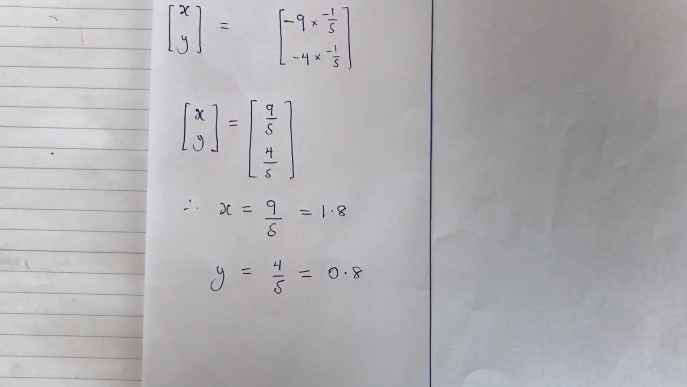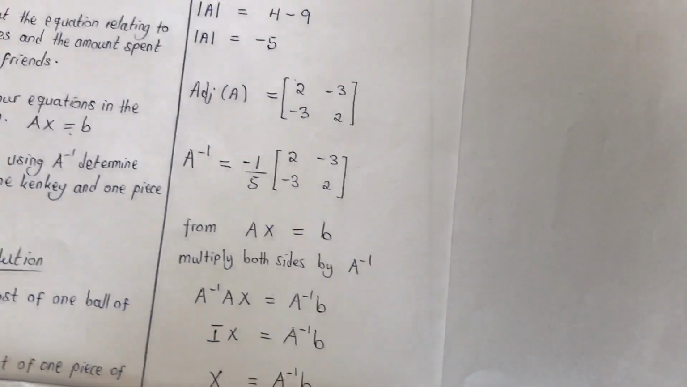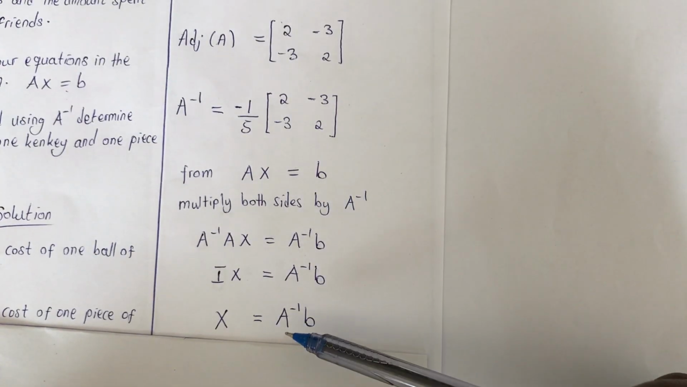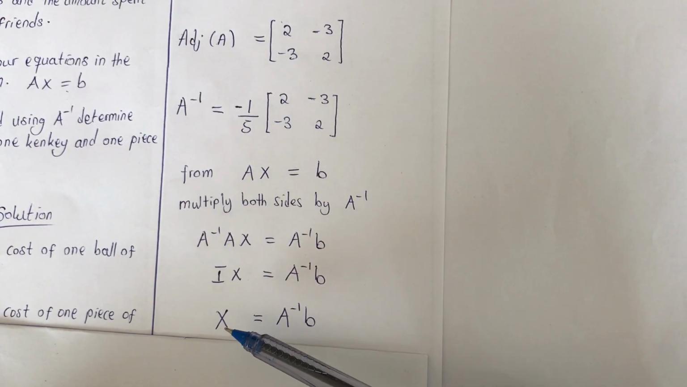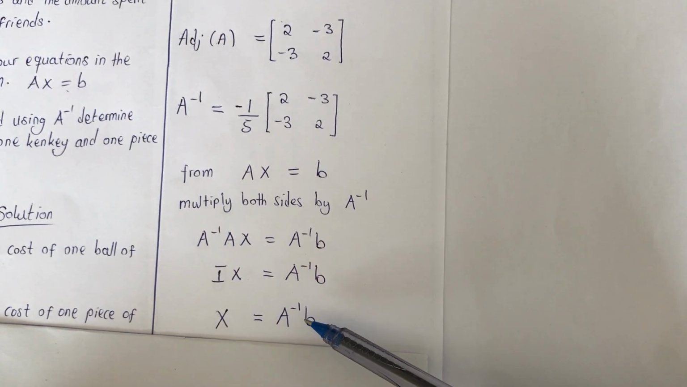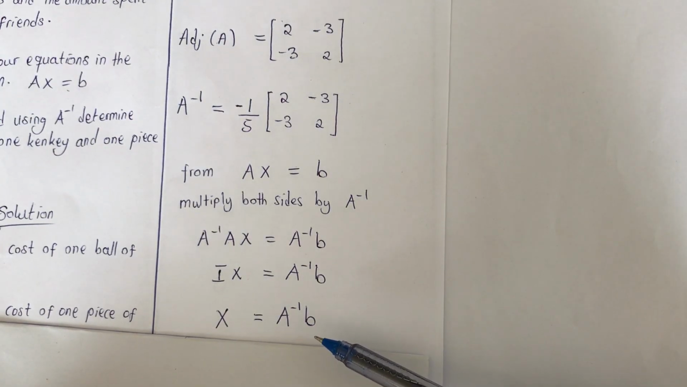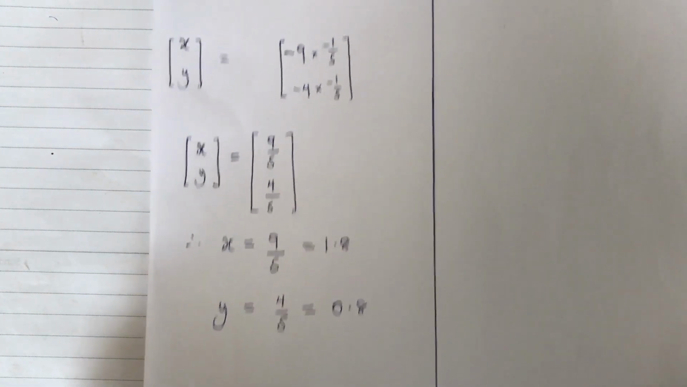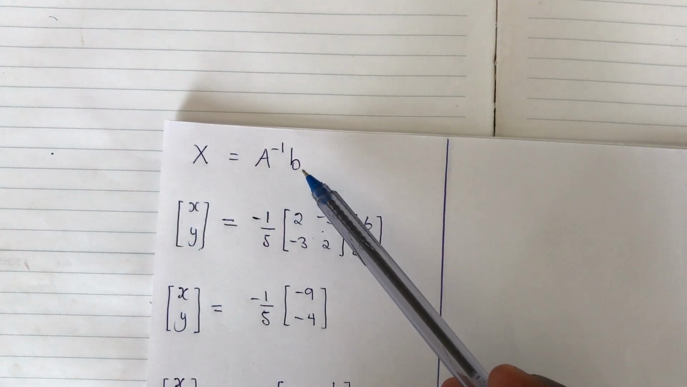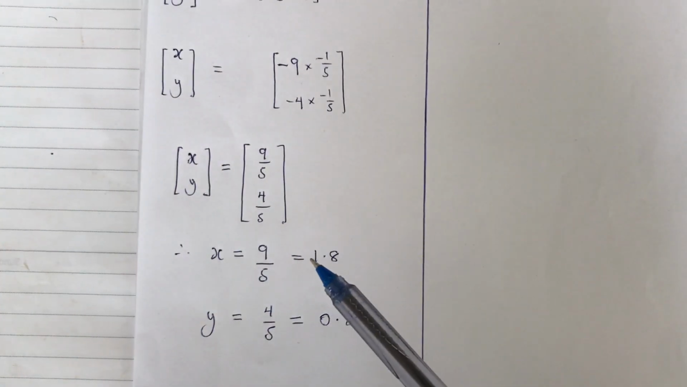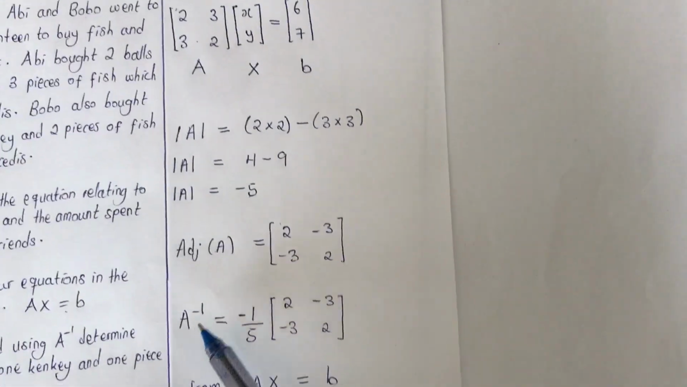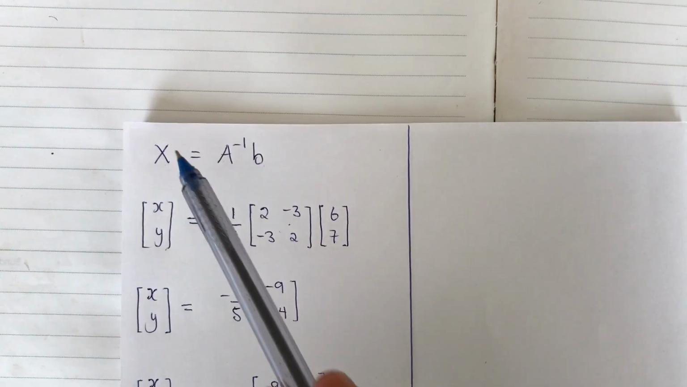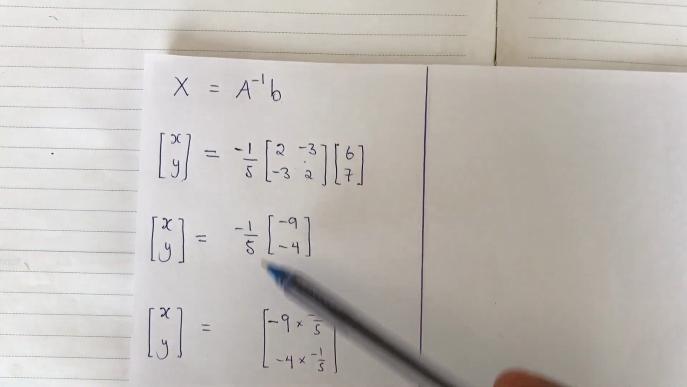But before I end this video, let me show you something. There is no need for you to go through these steps that I went through to generate the value for x, where x equals A inverse times B. All you need to do is to remember that x is always equal to A inverse times B. So once you are able to find the A inverse, just quote the formula x equals A inverse times B and just substitute the result and finish your calculation.